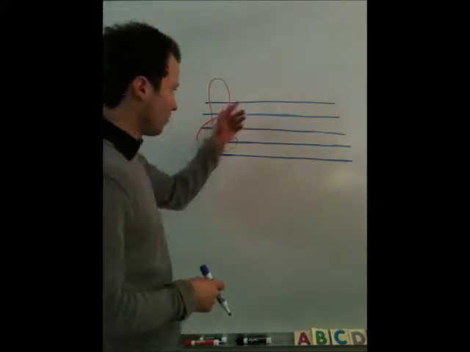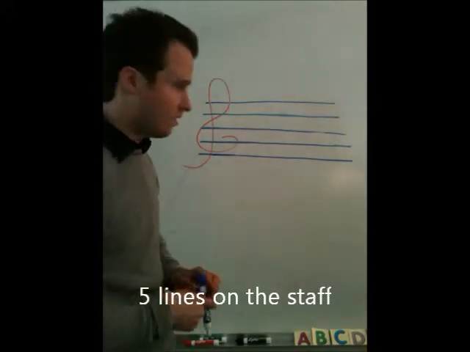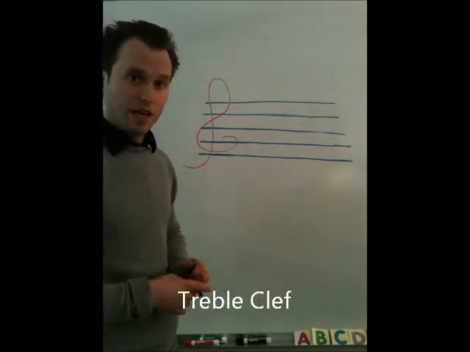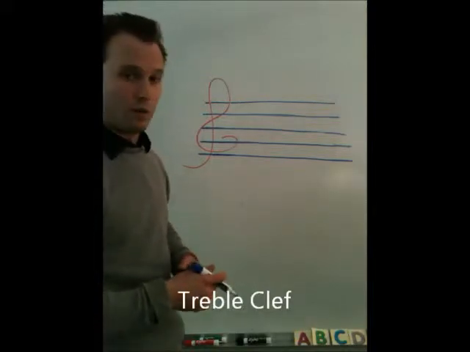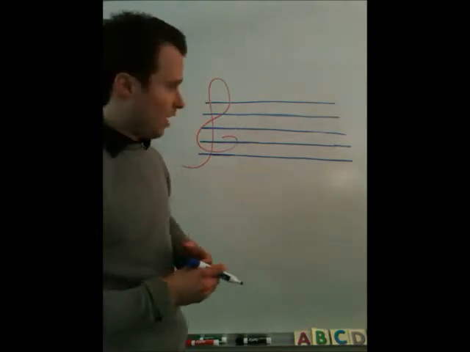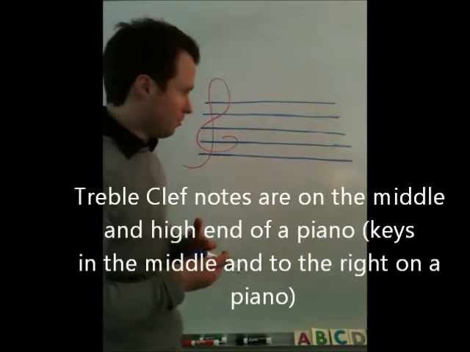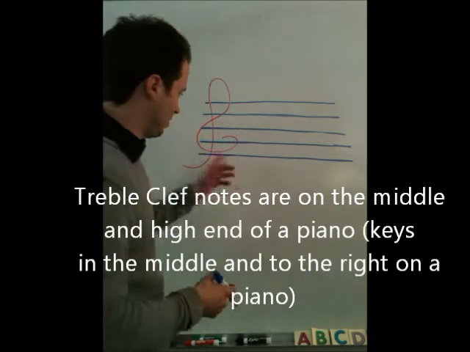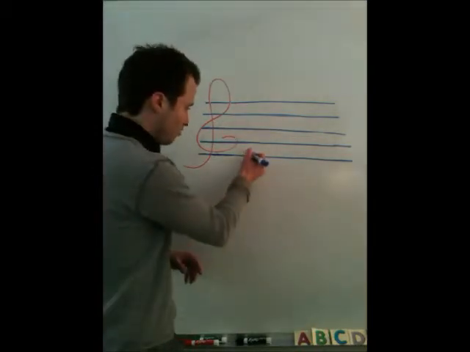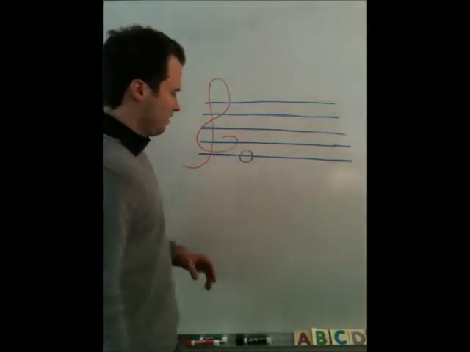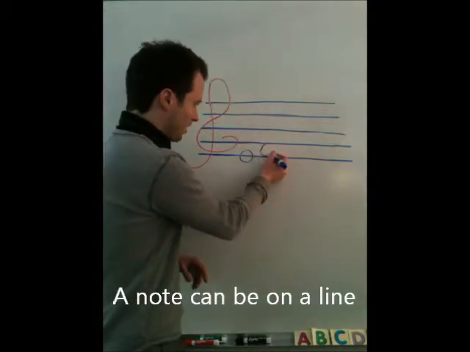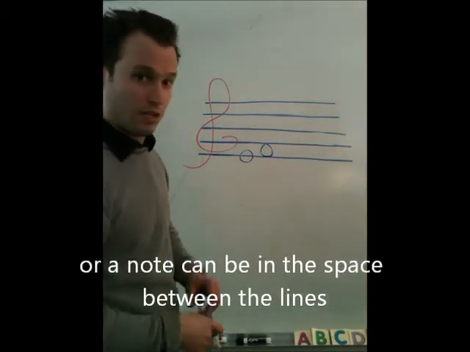So, on the board we have 5 lines of the staff, and this is called the treble clef, which basically means that it would refer to the notes that are going to be located on the middle to the high end of a piano. So the high register is mainly what we're dealing with, middle to high register with the treble clef. Now, composers will place the notes either on a line like this, or the notes will be placed in a space between the lines, just like this here.